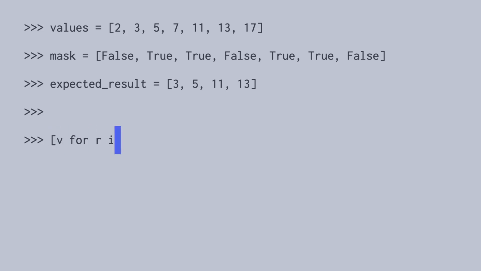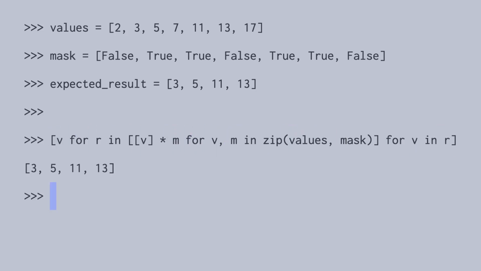A one-liner solution for the list masking problem? No libraries, no loops, no conditionals. Just pure Pythonic bliss.